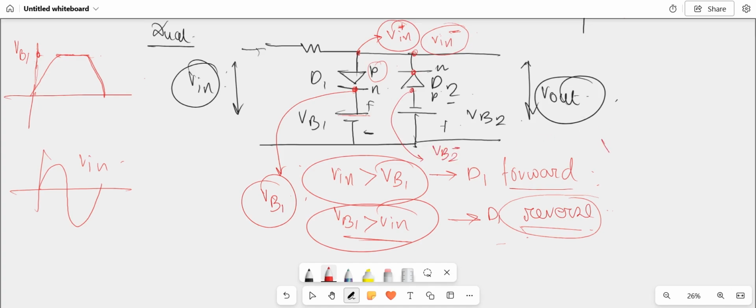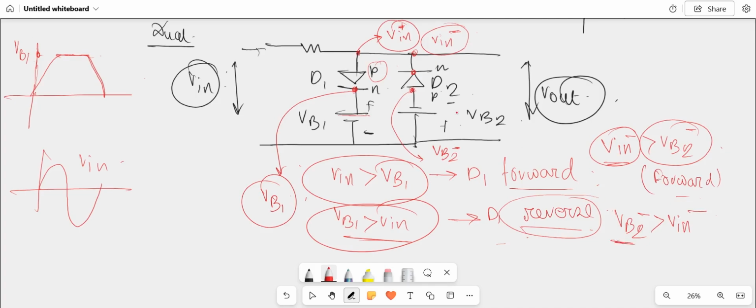So if V in of negative is greater than VB2 of negative, then the diode will be forward biased because the N terminal is connected to a negative terminal. As we know, if the N terminal is connected to the negative terminal and the P terminal is connected to the positive terminal, then the diode will be forward biased. But if VB2 negative is greater than V in negative, then the P terminal is connected to a more negative voltage than the N terminal. So during this time, this diode will be reverse biased.